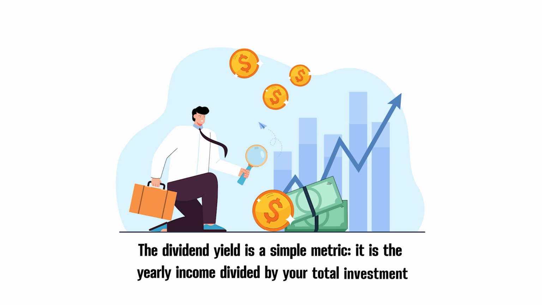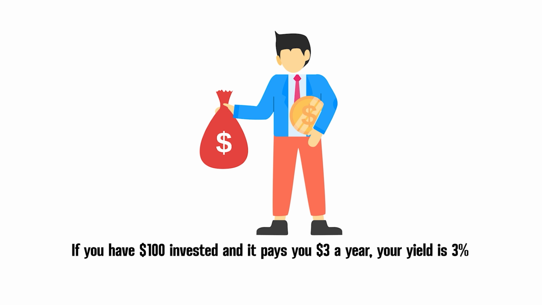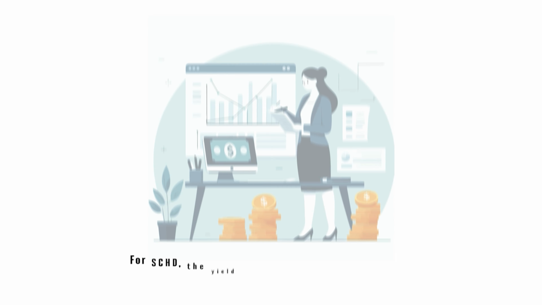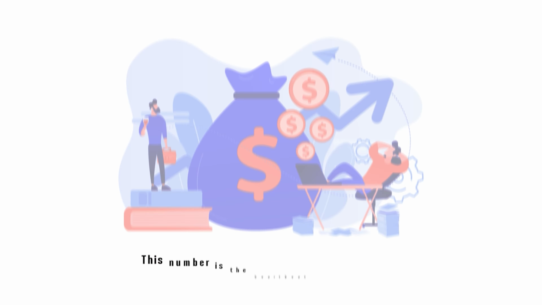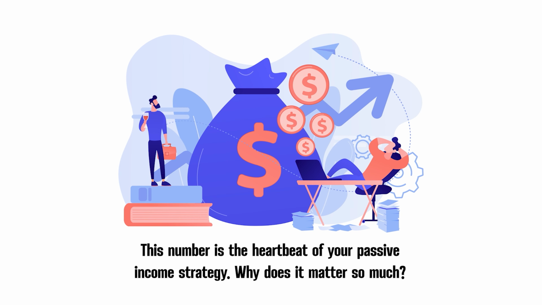The dividend yield is a simple metric. It is the yearly income divided by your total investment. If you have $100 invested and it pays you $3 a year, your yield is 3%. For SCHD, the yield typically fluctuates between 3% and 4% depending on the market price. This number is the heartbeat of your passive income strategy.